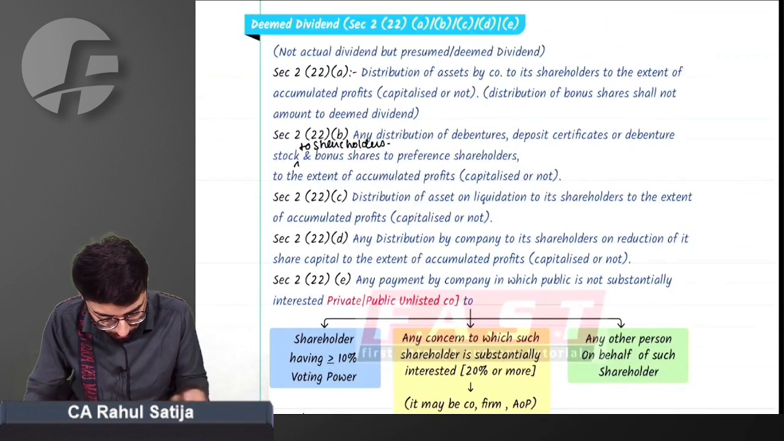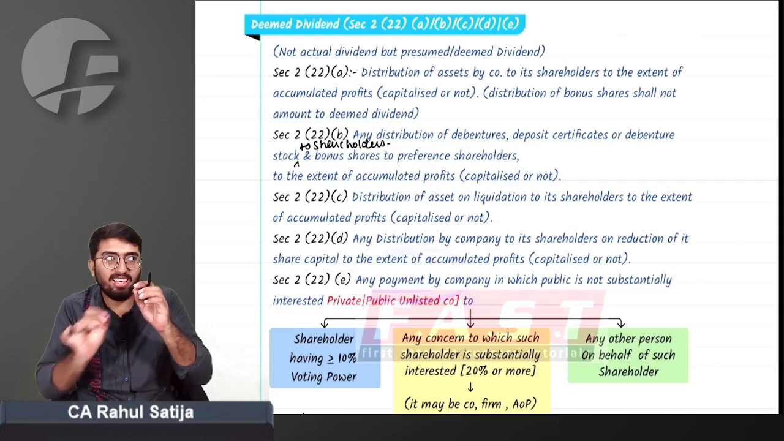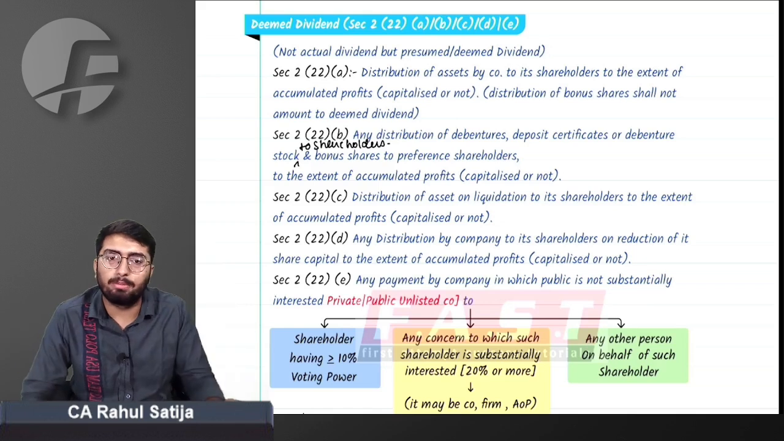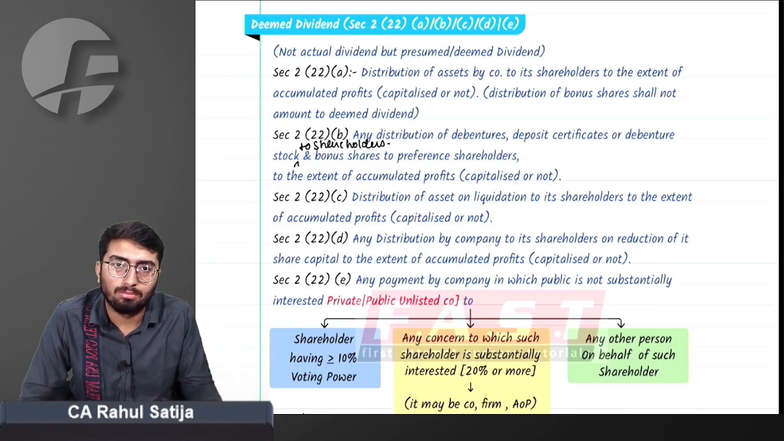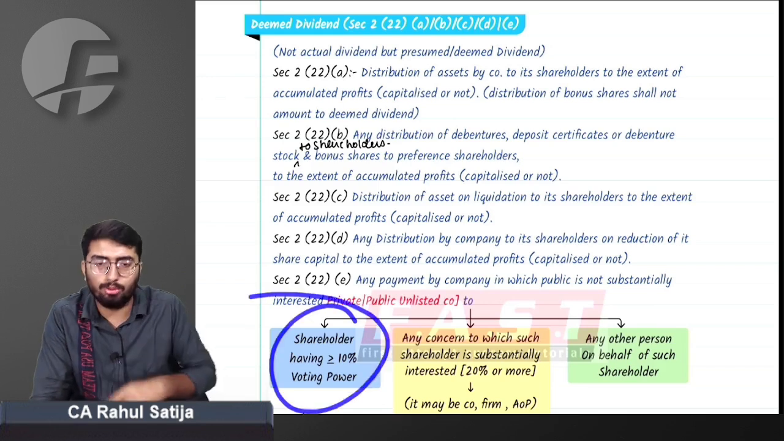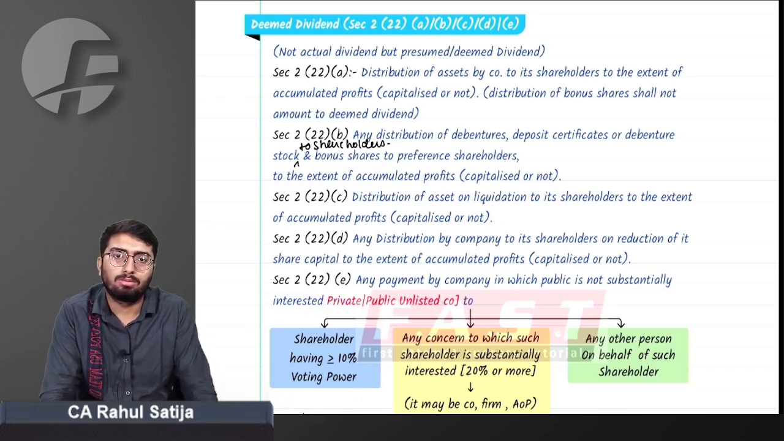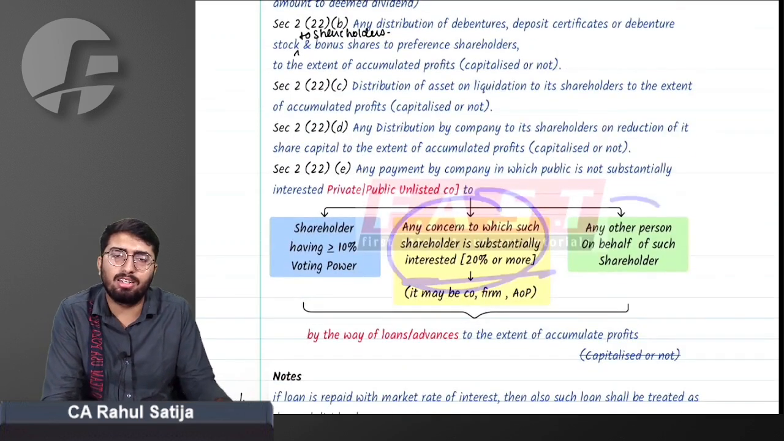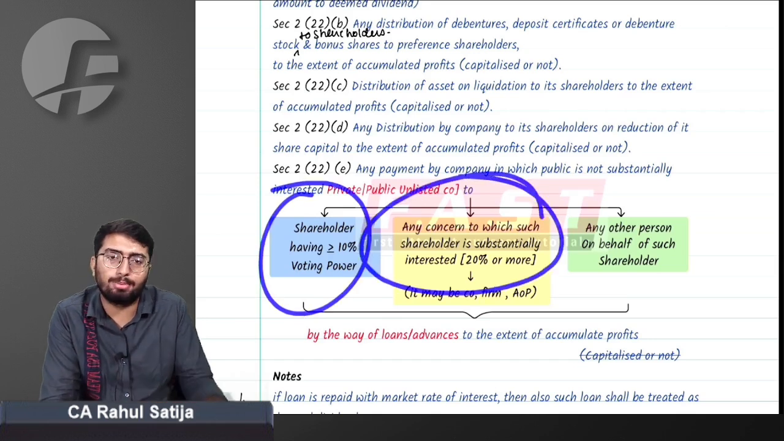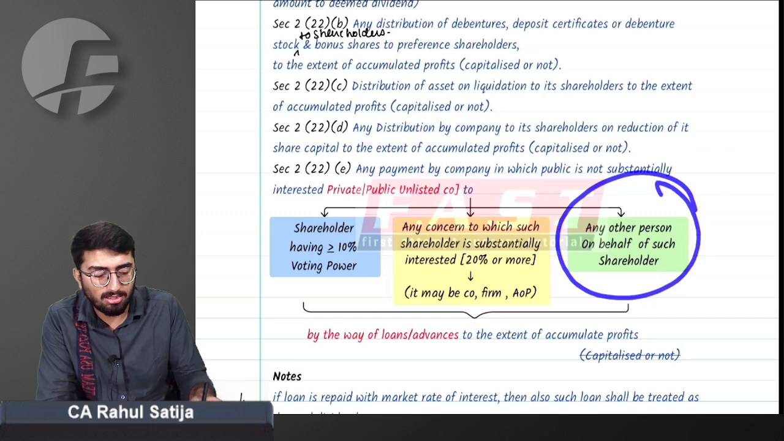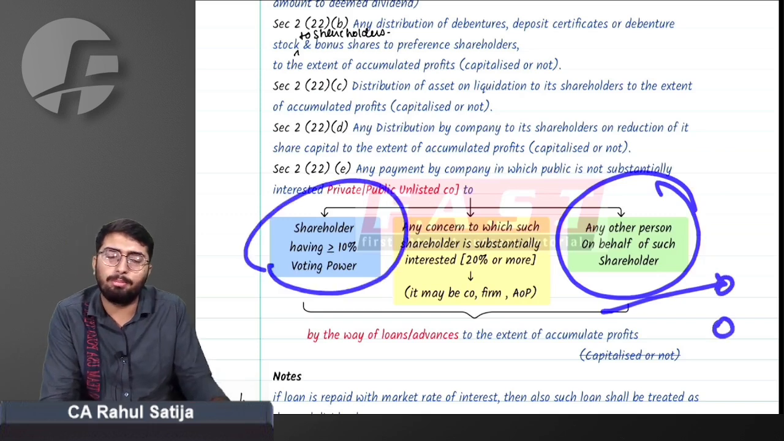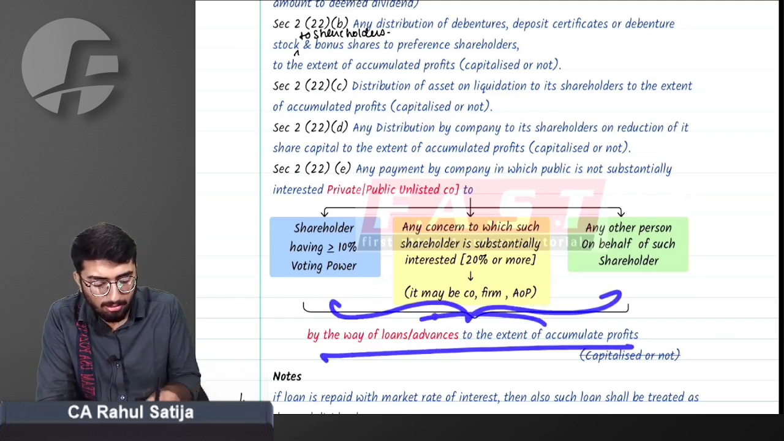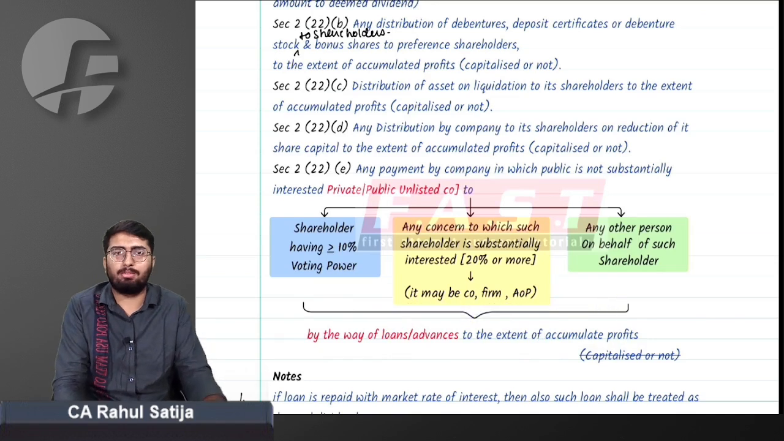Last but not the least, if a payment is made by a company to any shareholder who has 10% voting power, or to any person in whom the shareholder has substantial interest, or the company pays any money to a person on behalf of such 10% voting power shareholder, then such loan or advance will be treated as deemed dividend to the extent of accumulated profits.